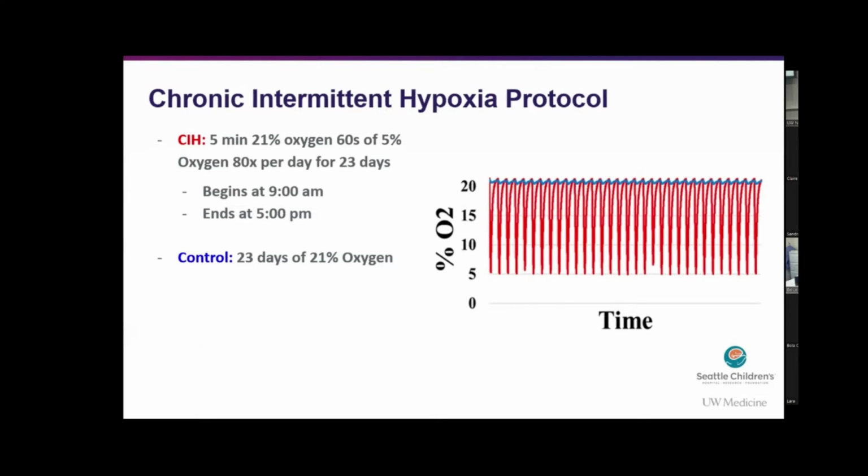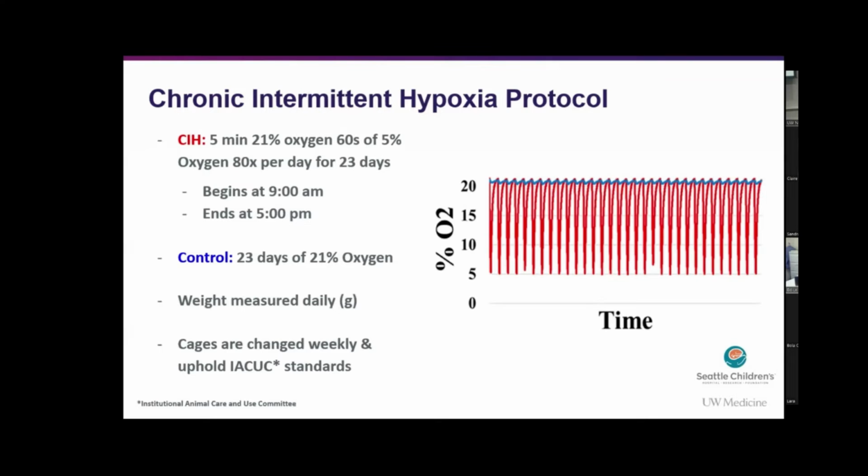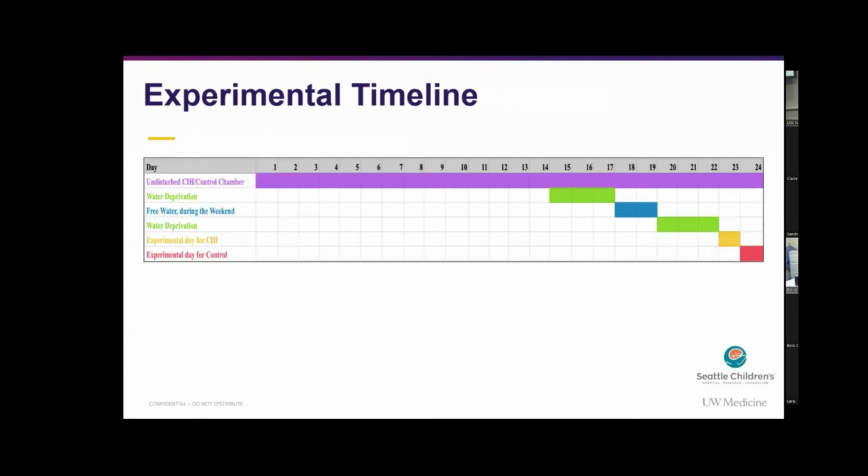To ensure the health and safety of the mice, we weighed them daily, and their cages were changed weekly. We also used adult mice at P40, meaning postnatal. For our experimental timeline, all the purple regions are the time that they spent in the chamber. The green portions are the water deprivation periods.